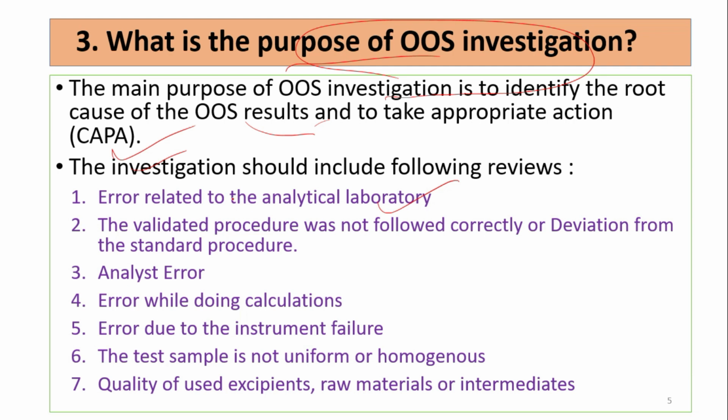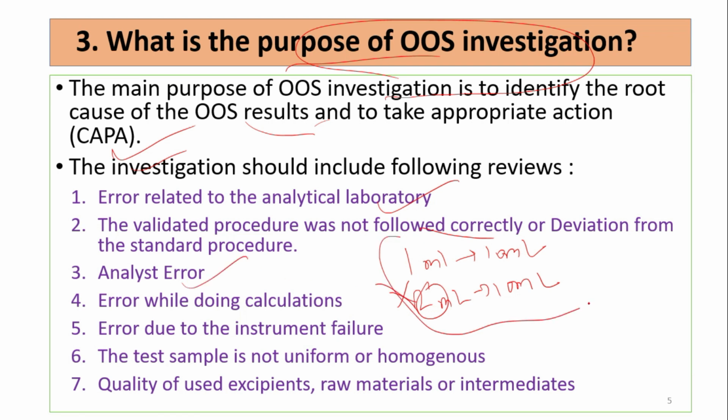Analytical laboratory: the validated procedure was not followed correctly, or there was a deviation from the standard procedure. If the procedure said take 1 ml and dilute to 10 ml, but you took 2 ml and diluted to 10 ml, this is a procedure deviation, right? Analyst error is covered in the same way. If the analyst has made an error while doing calculations, that will also lead to an OOS investigation. Then error due to instrument failure: suppose we have an HPLC running continuously and in between it failed, or the power tripped. That could be an instrument failure error.